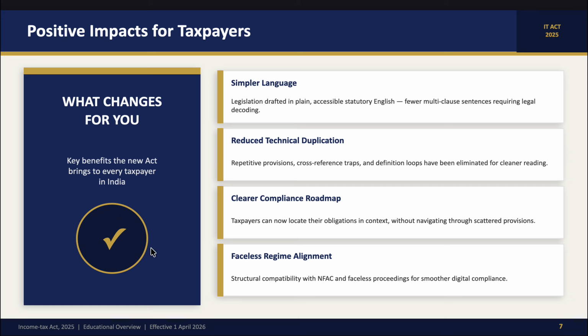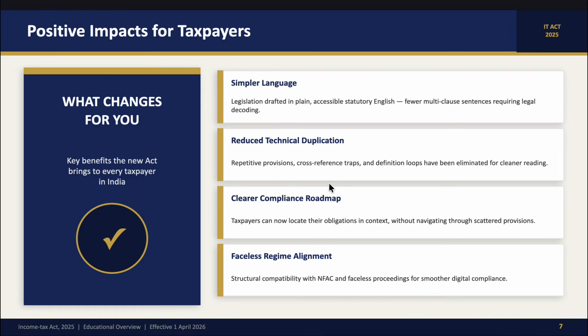What changes for you? Key benefits the new Act brings to every taxpayer in India. It's simple in language. At many places they have tried to use very simple language. Legislation drafted in plain, accessible statutory English, with fewer multi-clause sentences requiring legal decoding. So now it's like just a normal layman. Of course, it's not WhatsApp English or whatever you type on Insta or in your personal chats. It's not like that, but definitely it is plain, beautiful English, which is easy and very understandable. So there are fewer interpretational issues. That is the idea of this whole new Act 2025.